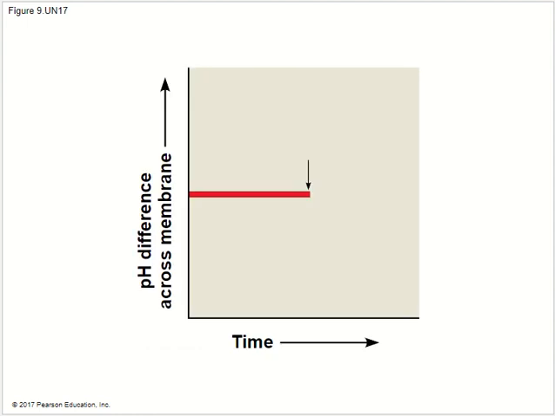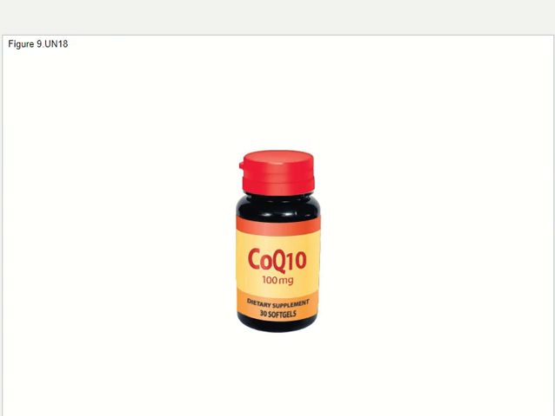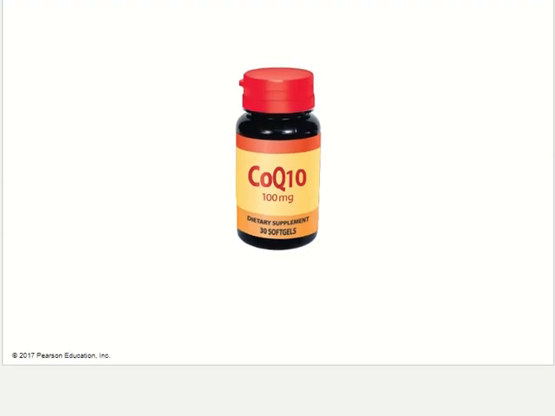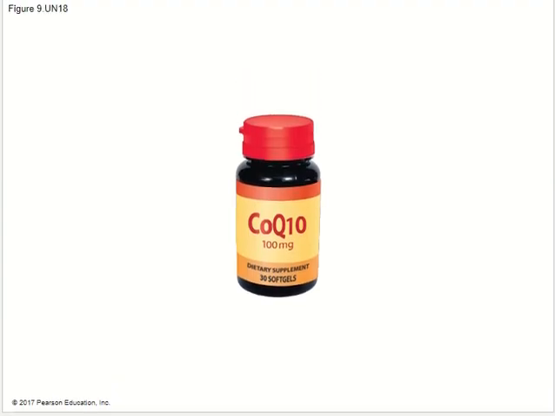pH difference across membranes with time. CoQ10, coenzyme Q, can be used to help in times of lower energy. It's a useful coenzyme that's part of the electron transport chain, and providing it to your body sometimes can help you burn food more efficiently.